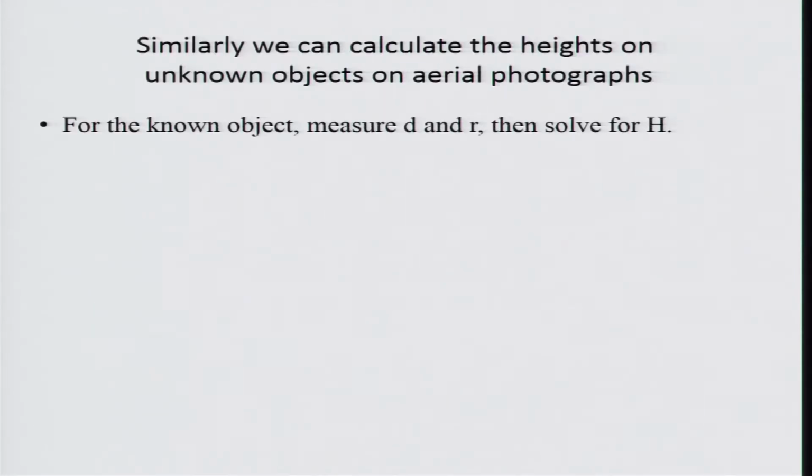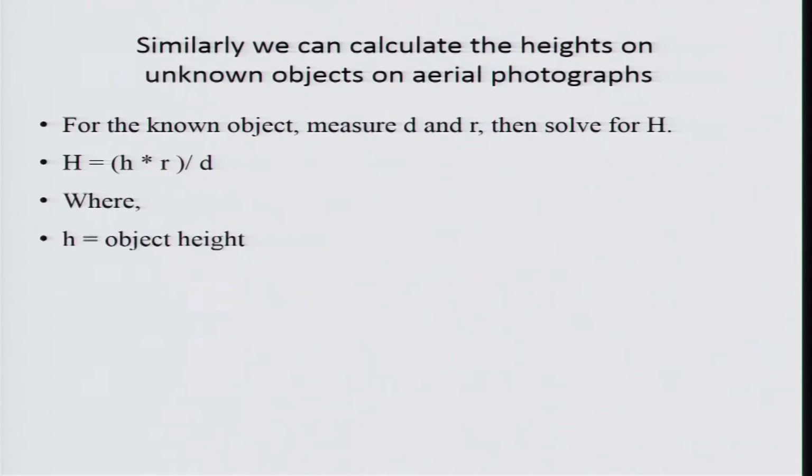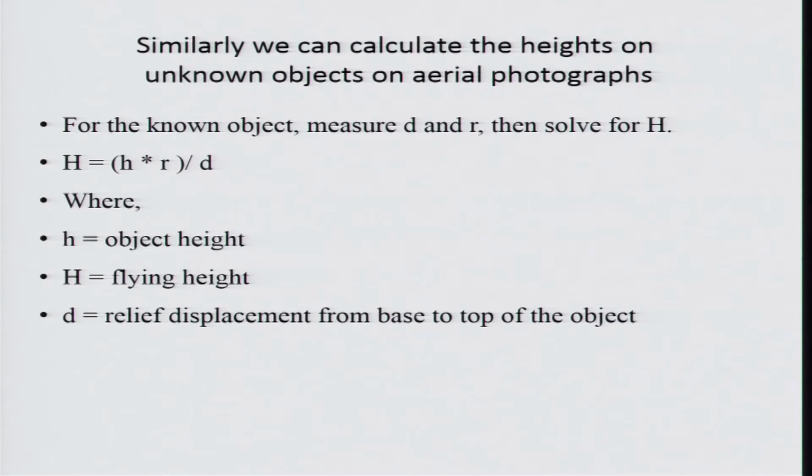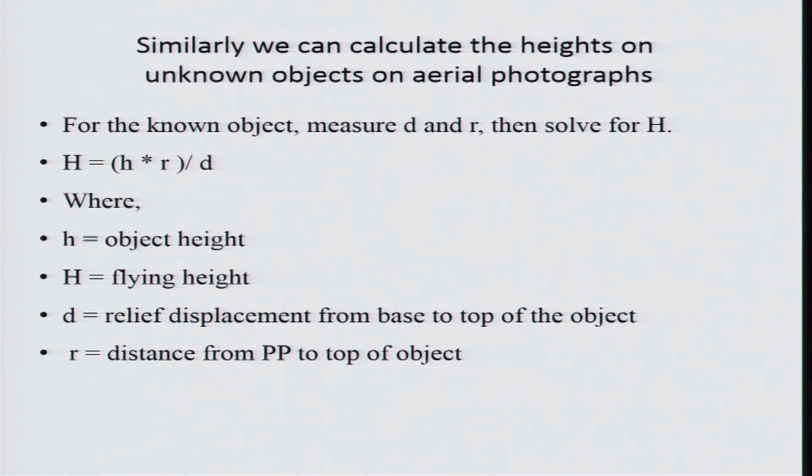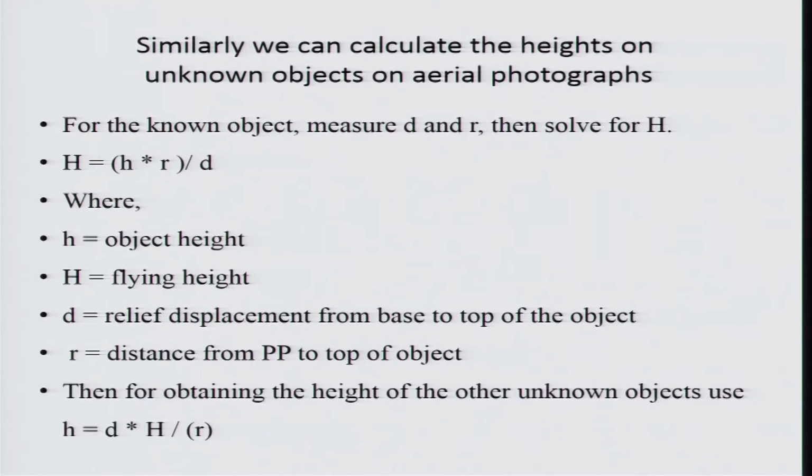Similarly, you can calculate the height of an unknown object on the aerial photographs. For a known object, measure d and r, then solve for h, where h is the object height, H is the flying height, which you know, d is the relief displacement between the base and top of the building, and r is the radial distance from PP to the top of the building or the object. Then you can have this obtained.